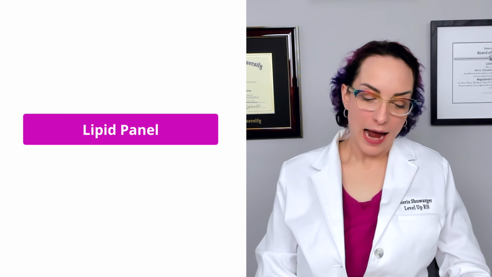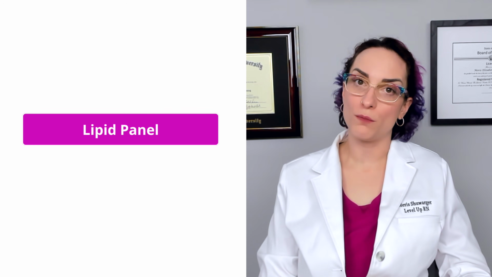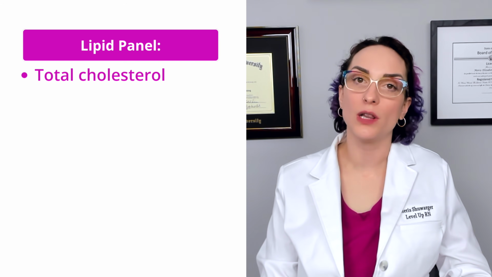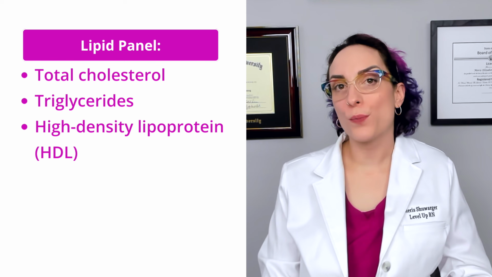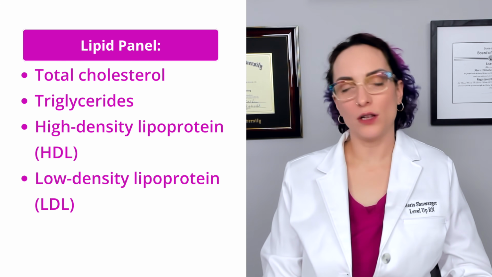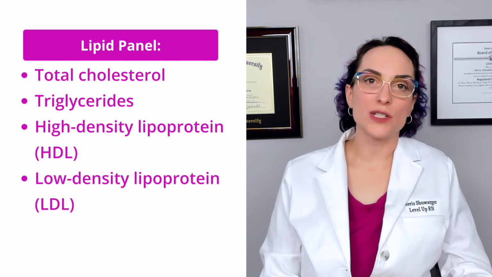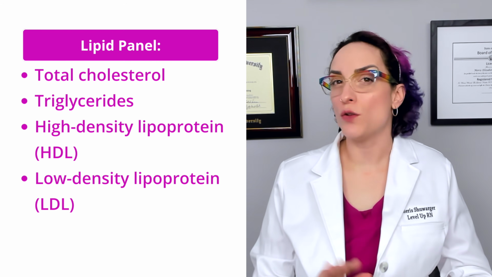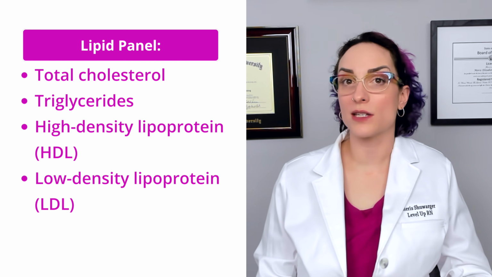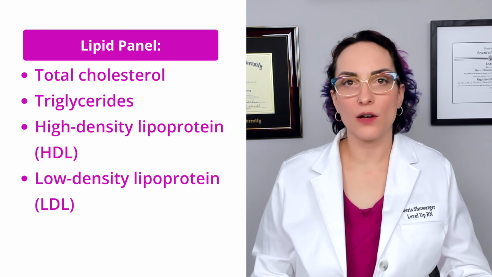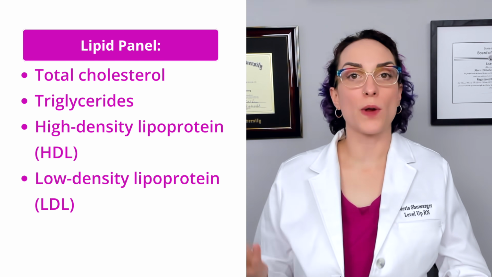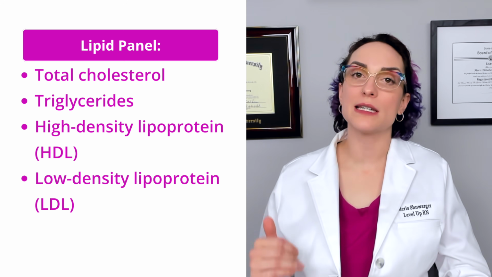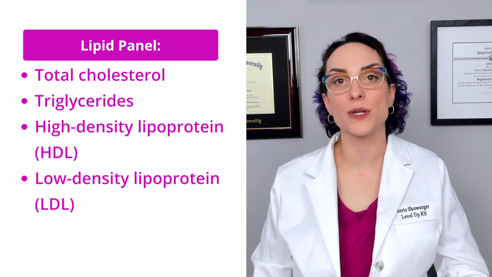The next test I want to talk to you about is the lipid panel. And there's a few things in here that you should be familiar with. So there's the total cholesterol level, the triglycerides, the high density lipoprotein, which is HDL, and the low density lipoprotein, LDL. Depending on your facility, you may have a couple of other values in there, such as VLDL, very low density lipoprotein. You may see some other stuff, but the point here is that we are examining in depth the different types of lipids that may be found in our blood.